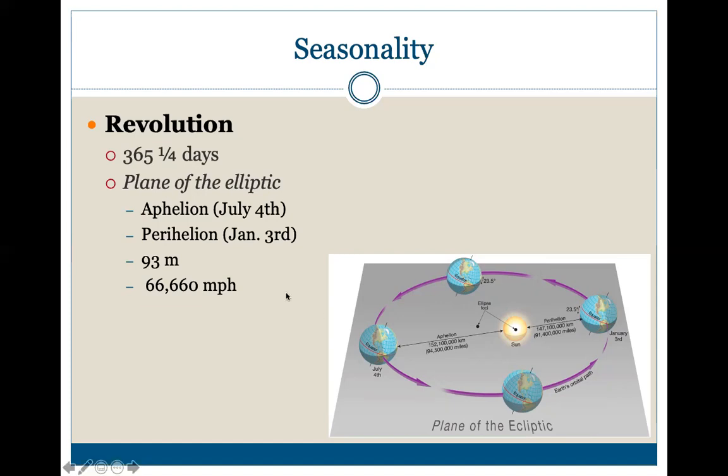And I put down two bits of information. You don't have to remember these. You definitely need to remember the aphelion and the perihelion. But I put 93 million miles is the average distance the Earth is from the sun, and the miles per hour that we are traveling around the sun is about 66,660 miles per hour. Again, I just put that down for trivia, fun facts. You don't have to remember it.